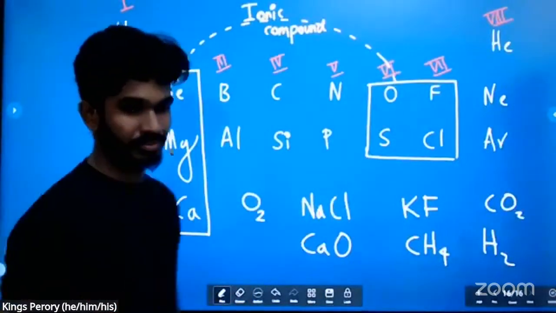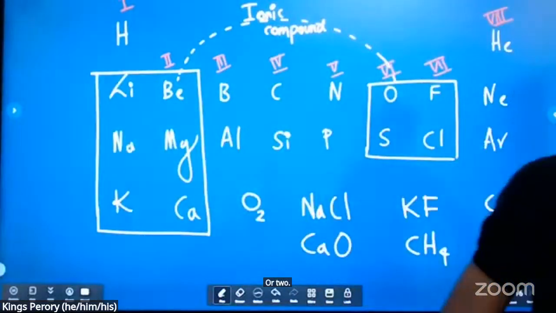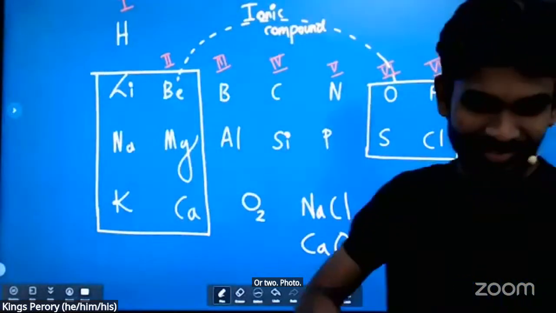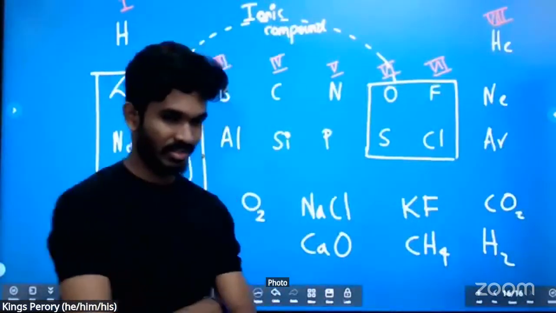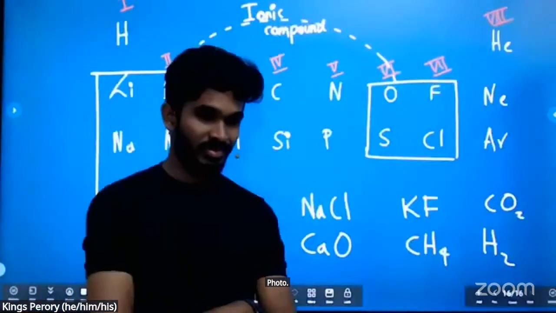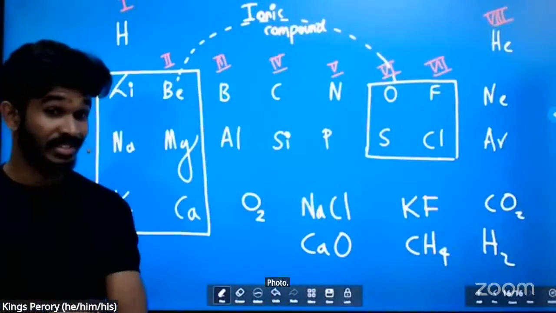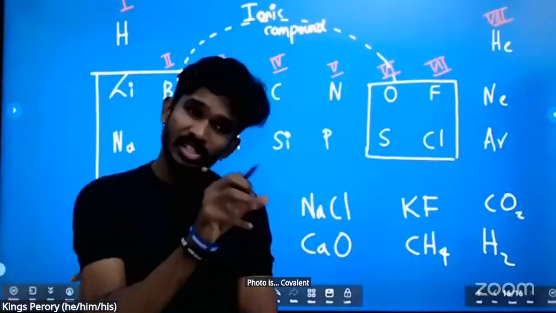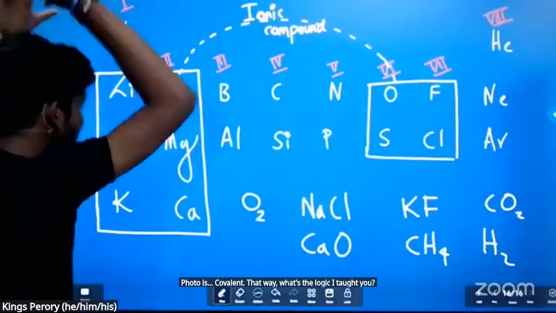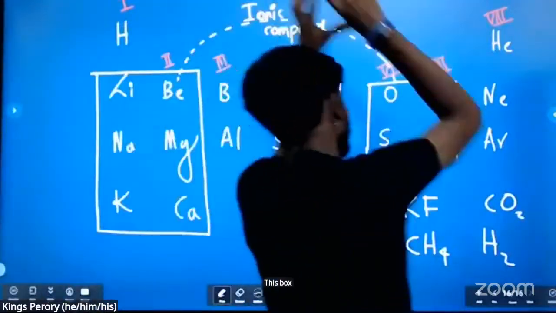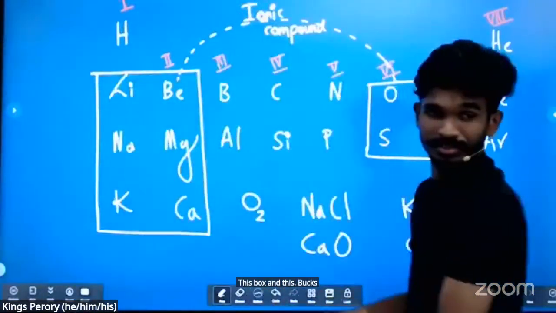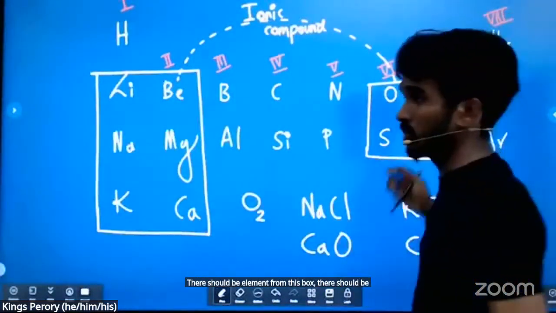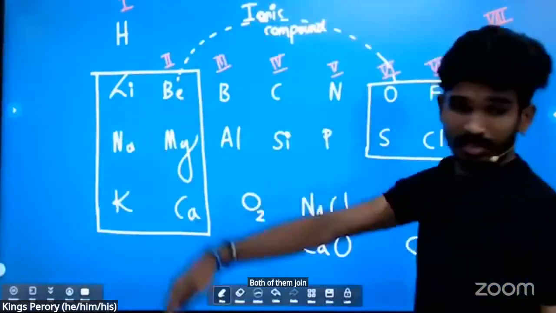O2. O2 is covalent. What's the logic I taught you? This box and this box should join. There should be an element from this box, and an element from this box. Both of them join, ionic.